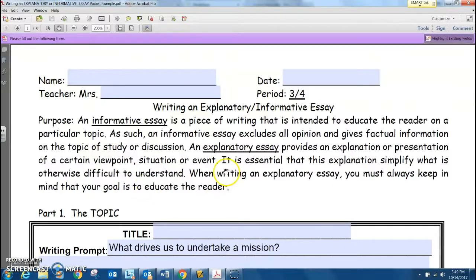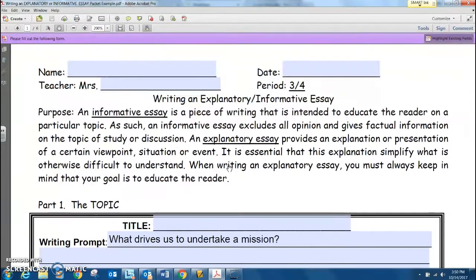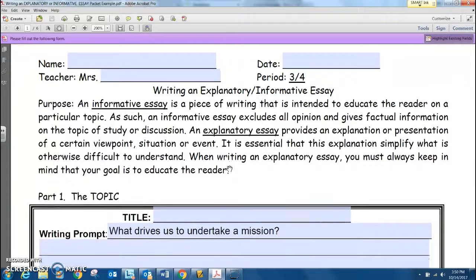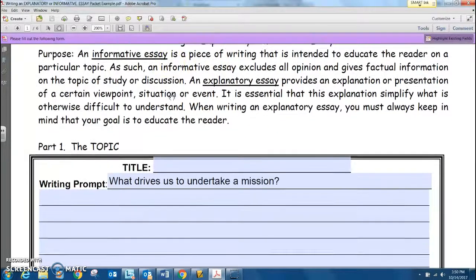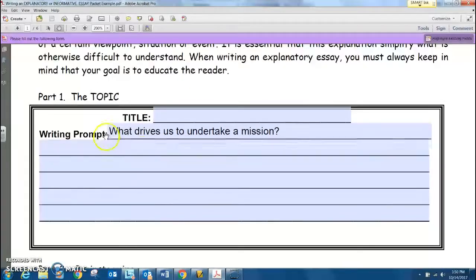So this is the packet that each student has. I also texted this and emailed this to anybody who had the Remind access, so you do have it electronically. It has a bunch of explanation right here, but we didn't go through that in class. What we went through is everything that's typed.